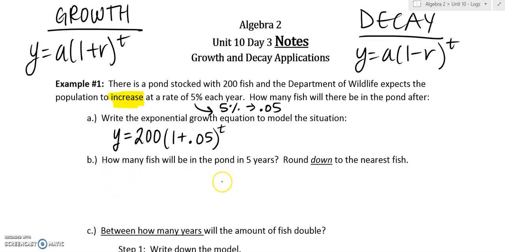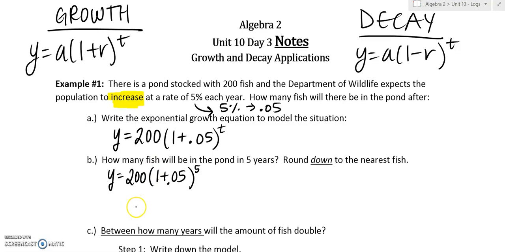Now this next part: how many fish will there be in the pond in 5 years? Round down to the nearest fish. And now it says, well, what if t is actually 5? I'm going to back up, read everything, and instead of the letter t there, I'm going to put the number 5, because I want to know how many fish after 5 years.